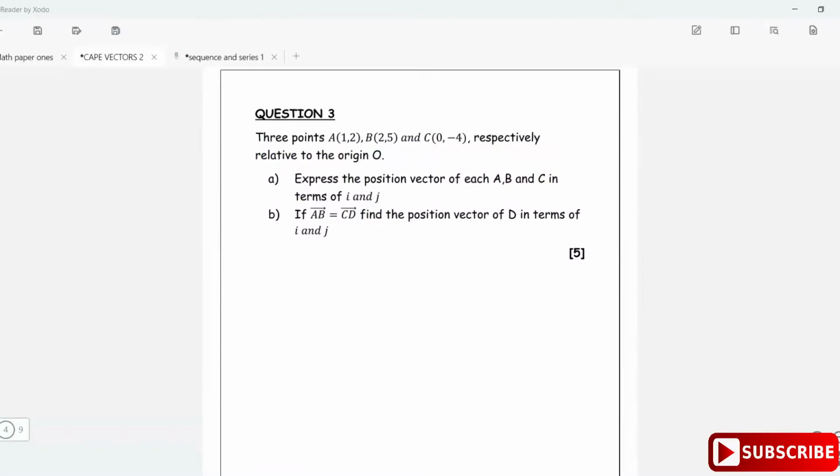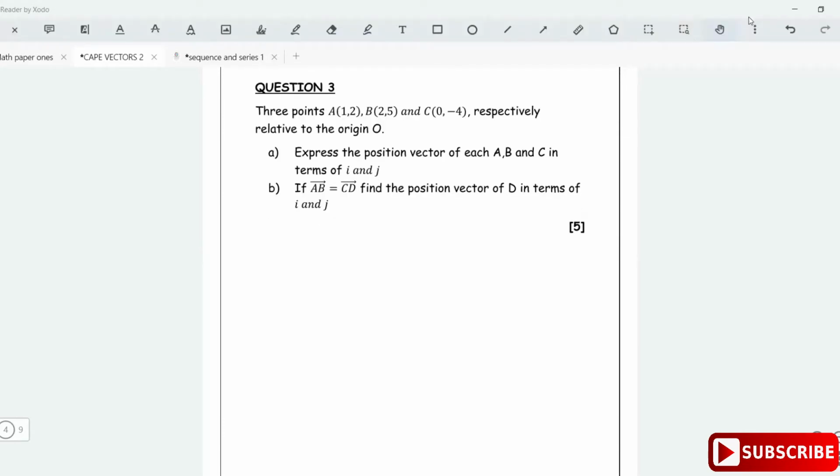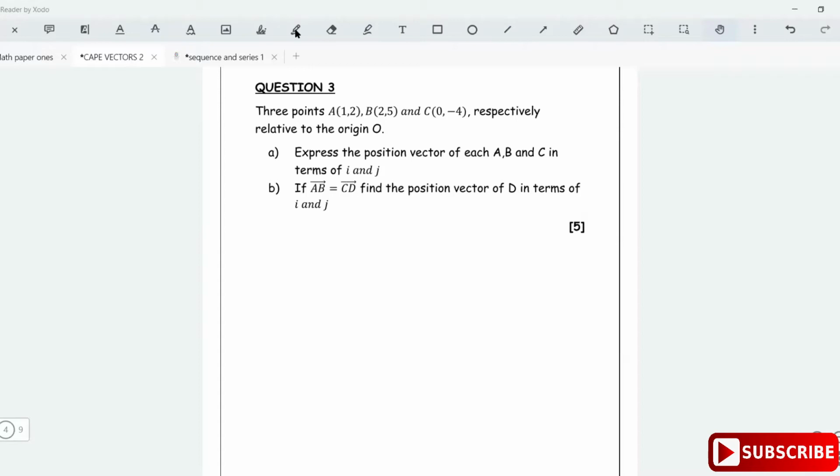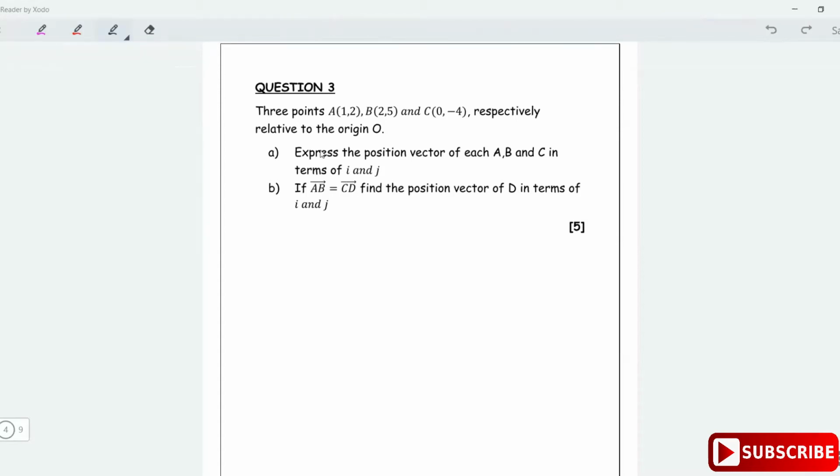These are all the vectors questions. It says three points O, A, B, and C, relative to the origin, are given. Express each vector in ij form. So that's very easy to do. Just to write them in ij form, that's quite simple.